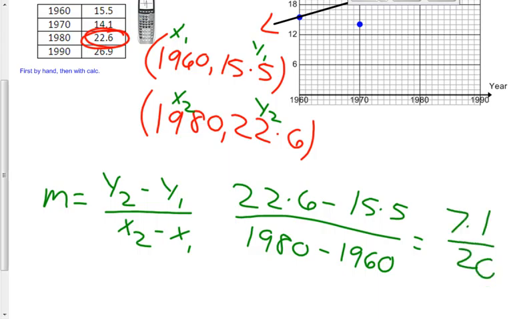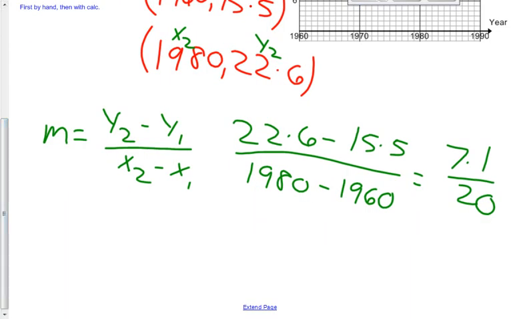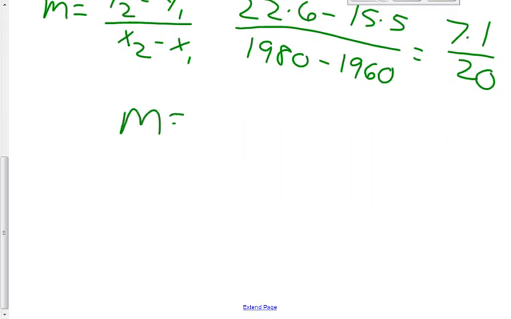7.1 over 20. Now, class, usually we have our slope in a fraction. On these type problems, it's more efficient to have your slope in a decimal. So what I want you to do on this one is divide 7.1 by 20 and round to 3 decimal points, which is m equals 0.355. 0.355 is the slope on this problem.